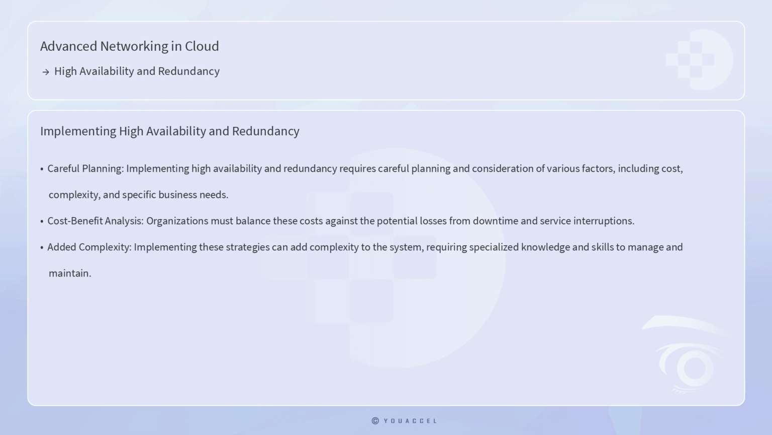Implementing high availability and redundancy requires careful planning and consideration of various factors, including cost, complexity, and specific business needs. While these strategies can significantly enhance service reliability, they also come with additional costs for hardware, software, and maintenance. Organizations must balance these costs against the potential losses from downtime and service interruptions. Moreover, implementing these strategies can add complexity to the system, requiring specialized knowledge and skills to manage and maintain.